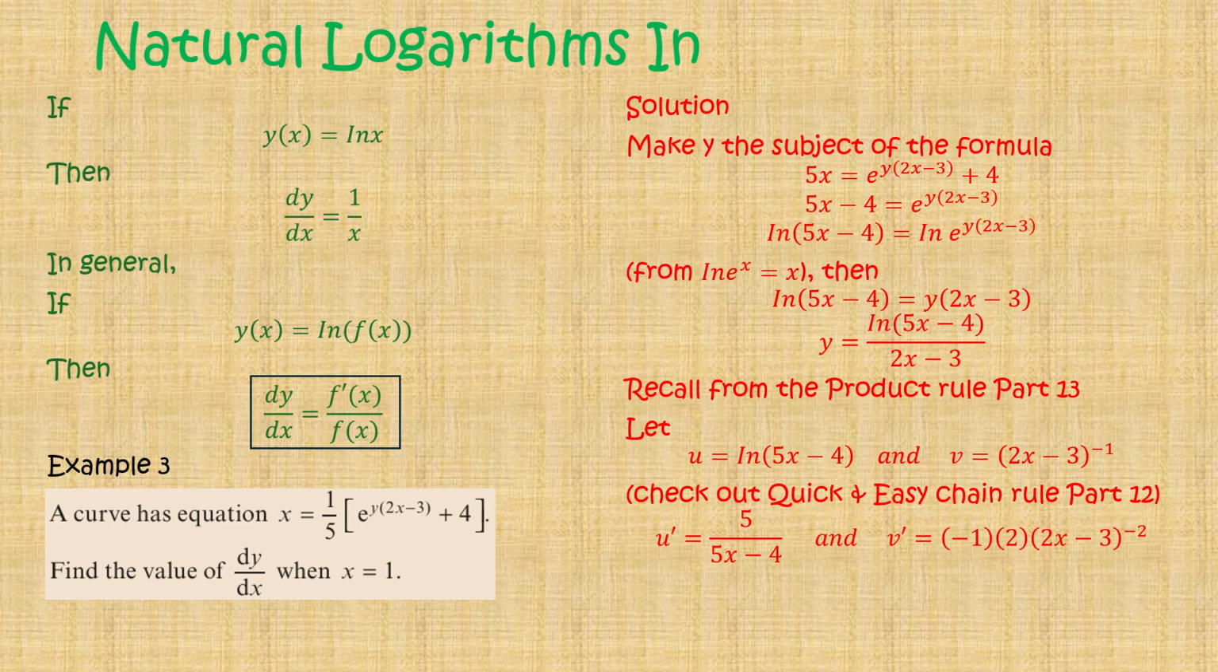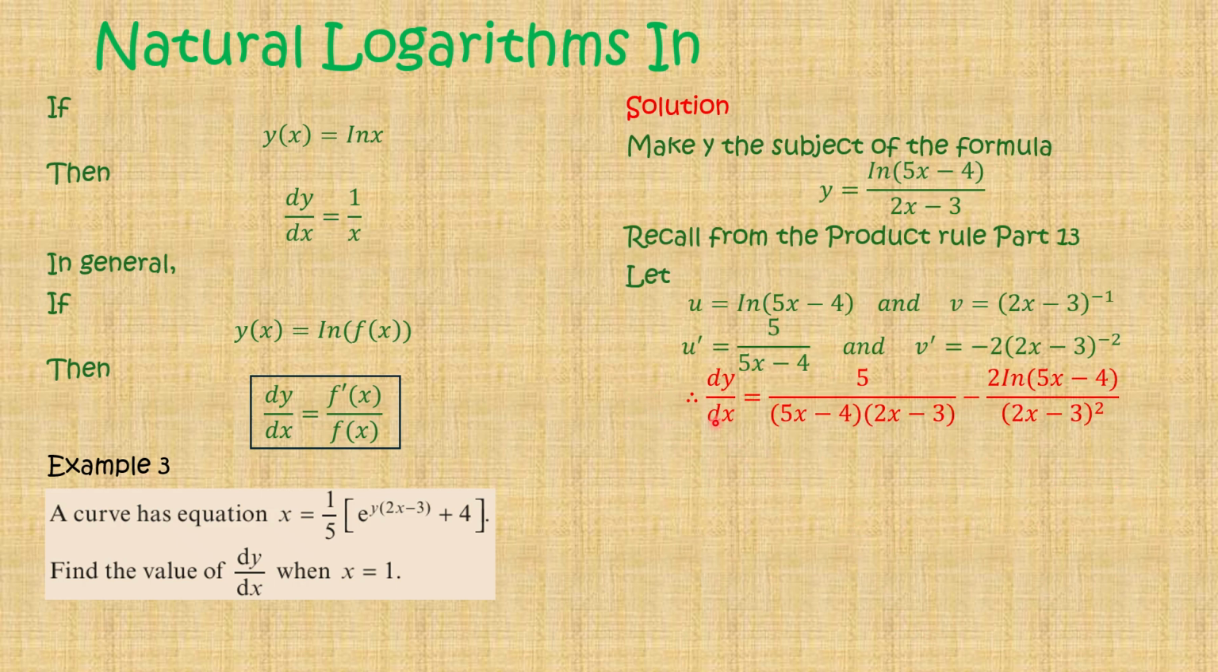So now simplifying that further, we are going to get the v prime of minus 2 times 2x minus 3 raised to the power minus 2. With that then, it means that the dy/dx becomes 5 over 5x minus 4, 2x minus 3. Then we also have the other bit right there. Now, if this is not making sense, I encourage you to check out the product rule part 13. We cover this in great detail.